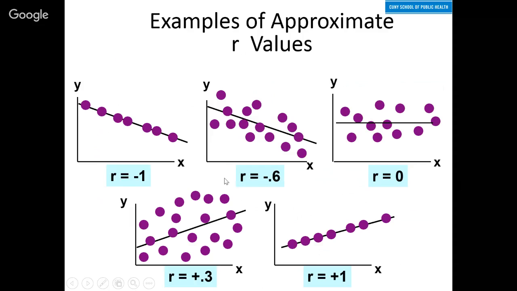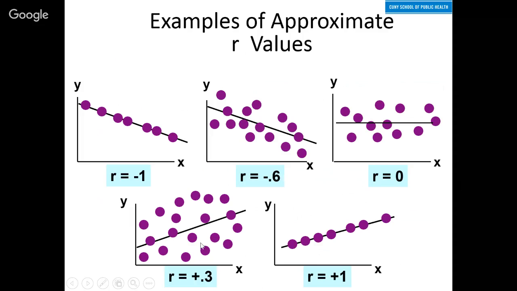Just to give you a bit of intuition about what these mean, here are some examples. Here's a perfect negative correlation, an R of -1, meaning the residuals are 0, and the variation in Y is perfectly explained by changes in X. When X goes up, Y goes down, it's negative. An R of -0.6 looks like that much variability, so not all of the variation in Y is explained by variation in X, but more than here, where none of the variation in Y is explained by variation in X.